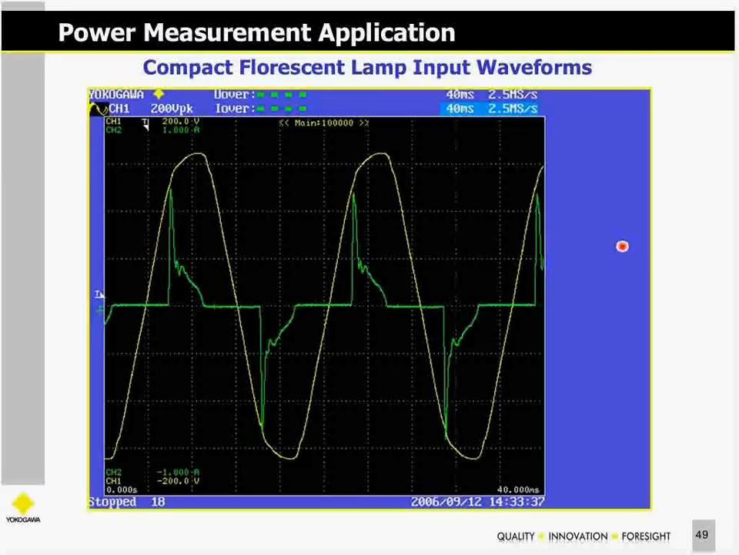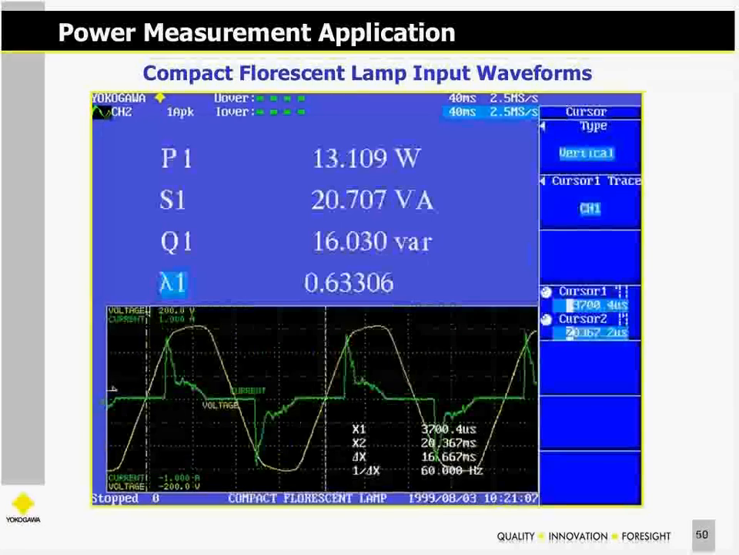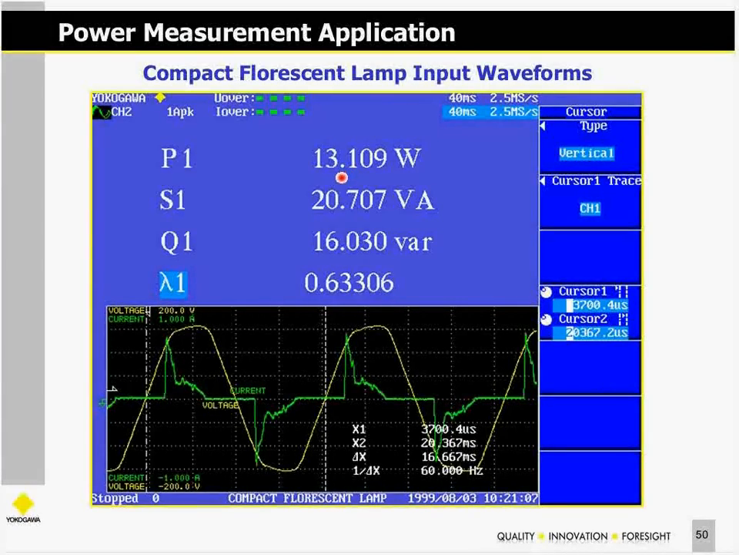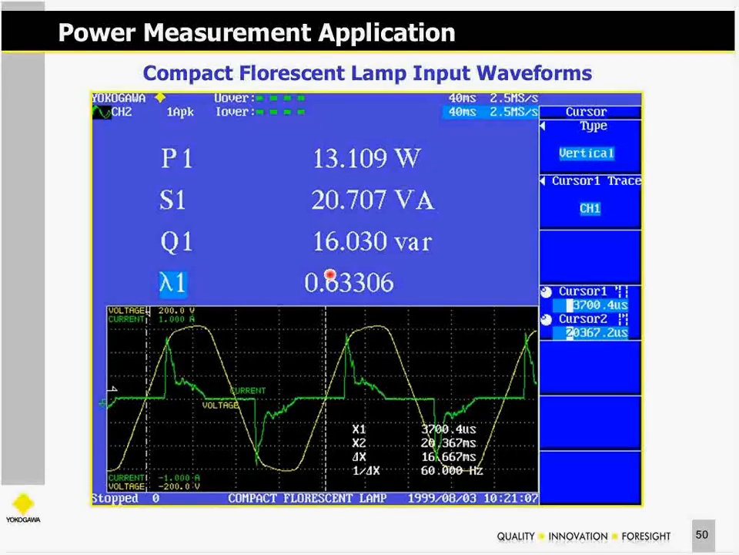Here's an example of a compact fluorescent lamp. This is an older compact fluorescent lamp. New ones have improved quite a bit, but I like this one because there's a lot of distortion on that current waveform, and it's flat-topping the voltage. So here we can measure our power. Power was about 13 watts. This supposedly gave out the equivalent light of a 60-watt incandescent bulb. So one of the advantages of compact fluorescent: we had 20 VA, a reactive component of about 16 VAR, and a power factor of 0.633.